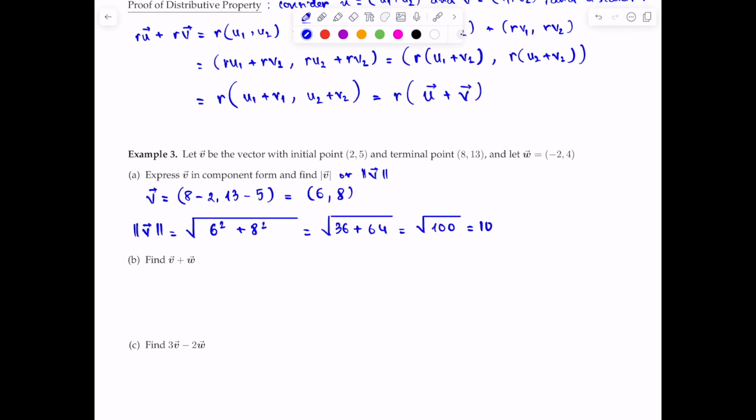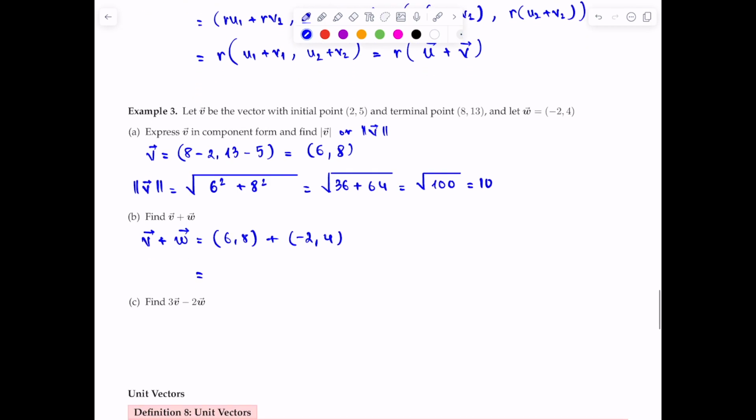Now in part B, you want to perform the vector addition of the two vectors v and w. So v plus w equals 6, 8 plus negative 2, 4. To get the result, you combine the two values of the first component together, so you get 6 plus negative 2, or 6 minus 2. And for the second entry, you combine the two values of 8 and 4 together, and the resulting value is 4, 12. So this is the value of the vector addition.